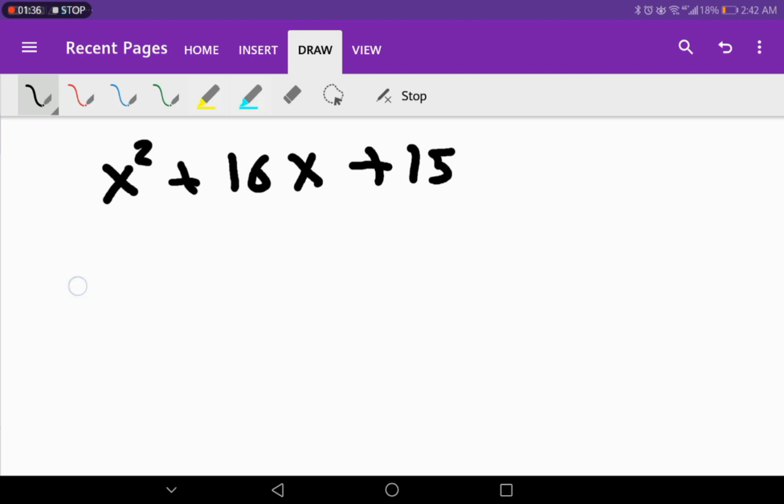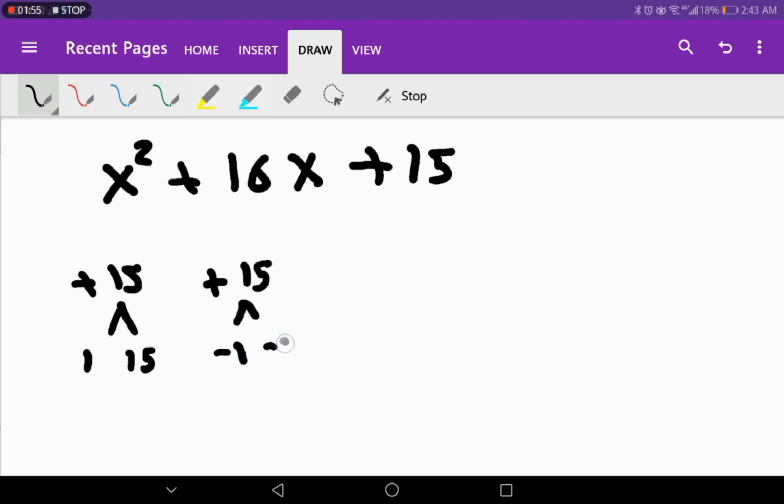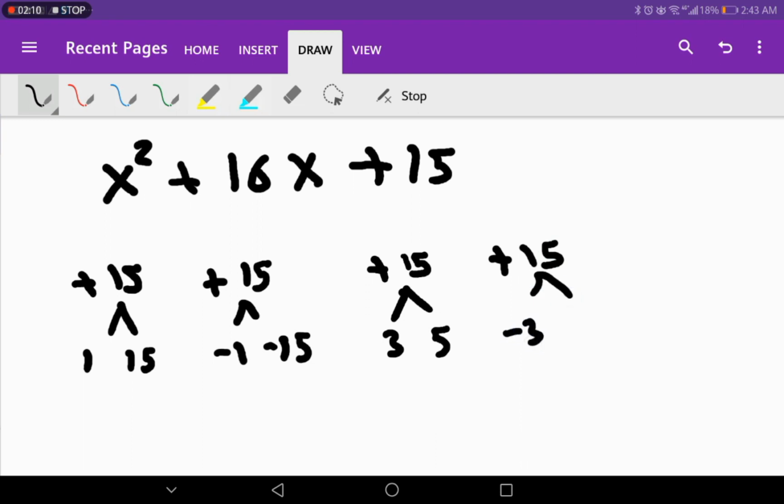We take the positive 15 and find out what the factors of it are. It comes from 1 multiply 15, positive 15, comes from negative 1 multiply negative 15. It comes from 3 multiply 5 from the multiplication table, as you know. Positive 15 comes from negative 3 multiply negative 5.